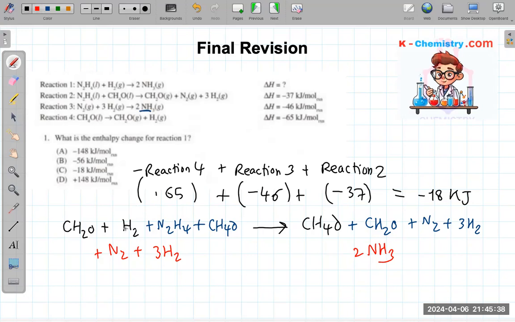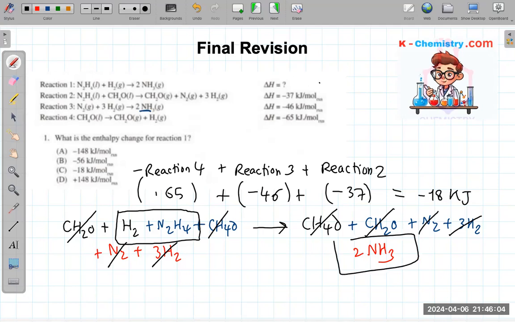So let's cancel out. CH2O cancels out, and CH4O cancels out. This is 4 hydrogens and this is 3 hydrogens, so only 1 hydrogen remains. Nitrogen cancels with the nitrogen, and that's it. The remaining is H2 and N2H4 from here, and N2 and NH3 from here, which is the same as our equation. It took a long time to prove this one. After addition of all the numbers, we get negative 18 kilojoules.